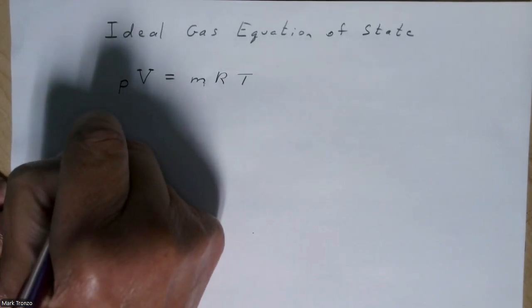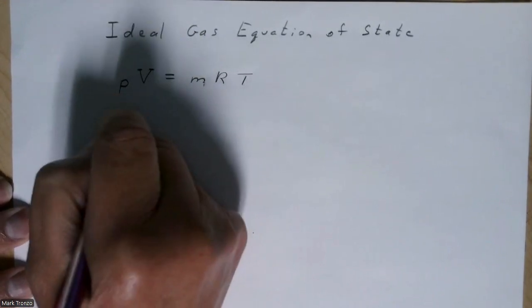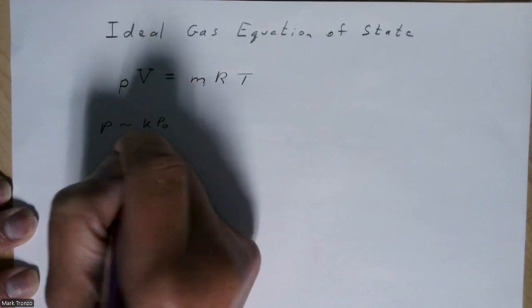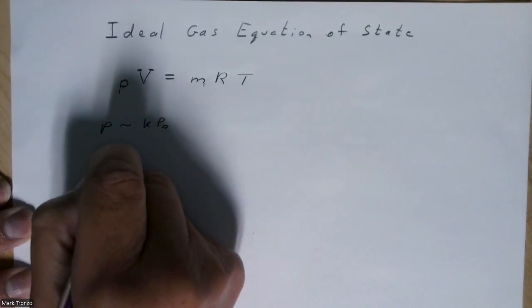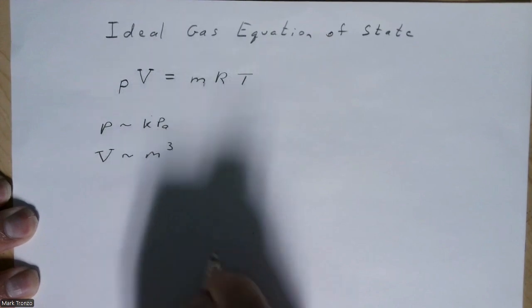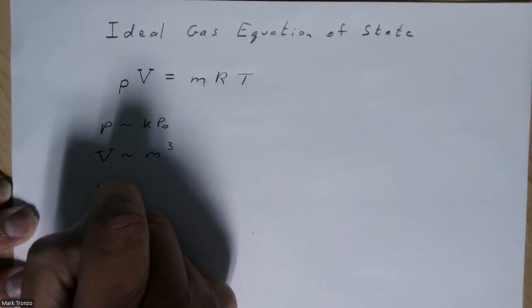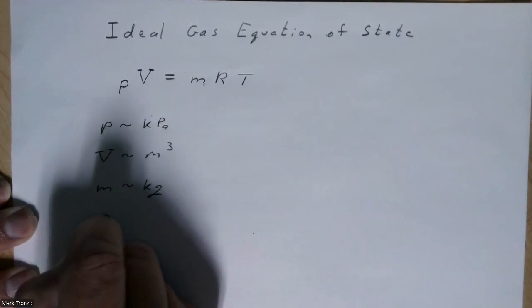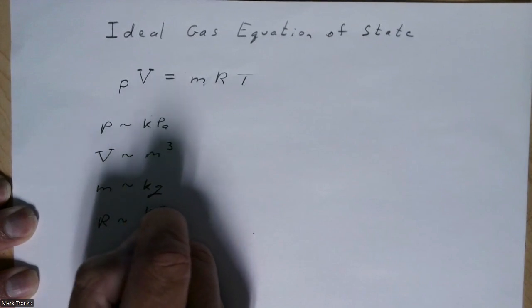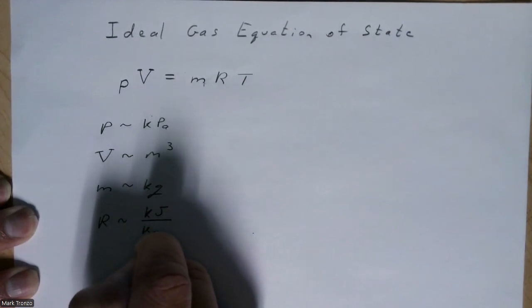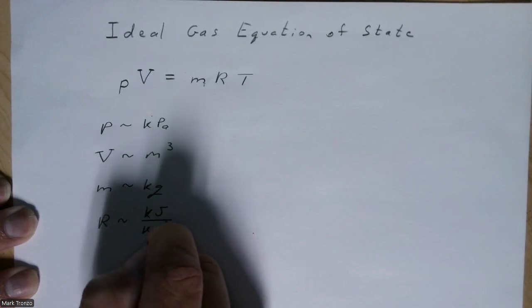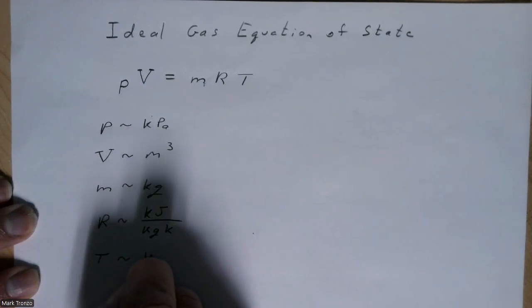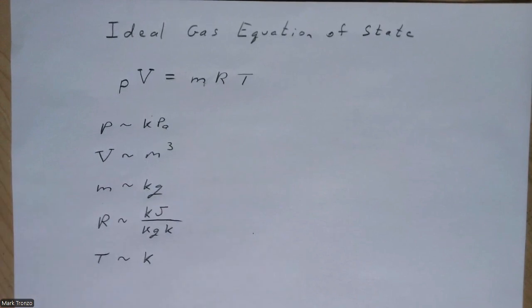Again, P is going to be pressure. Let's say if we're in SI units, this is usually in kPa, and volume in meters cubed, and M is kilograms. R is going to be kilojoules over kilogram K. And finally, temperature is going to be in K, which is Kelvin.